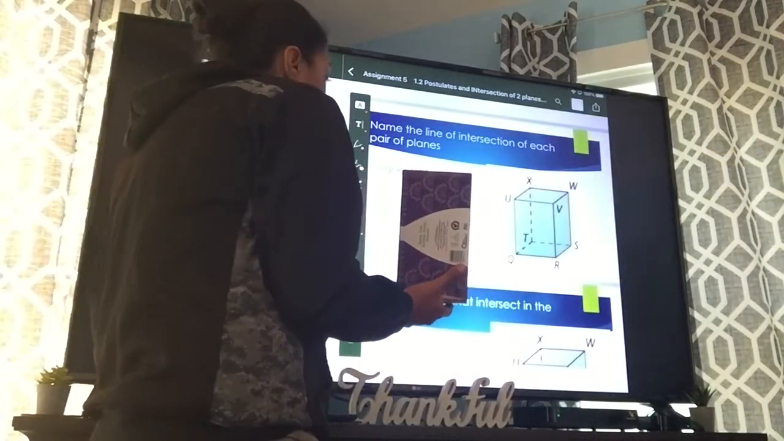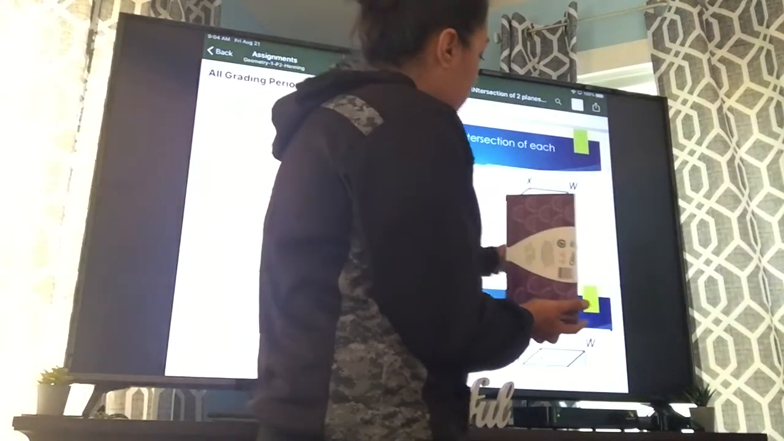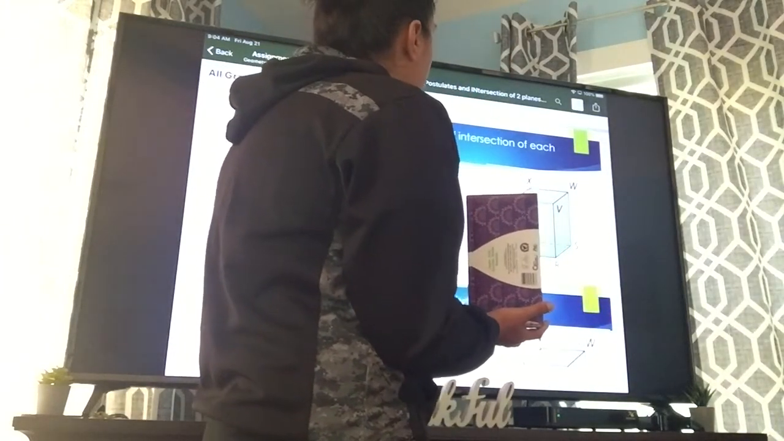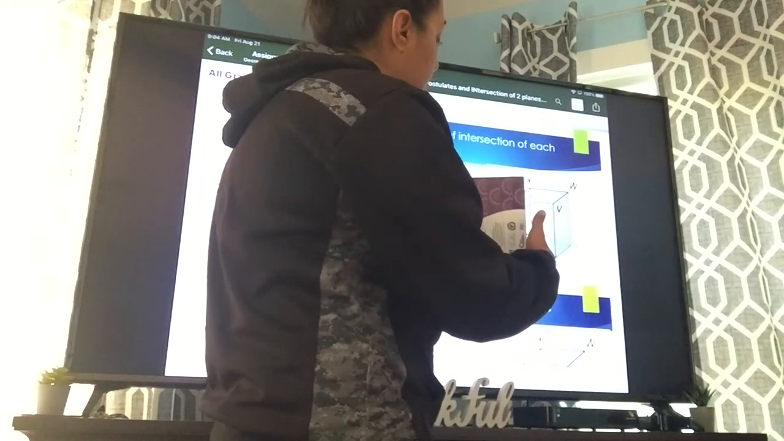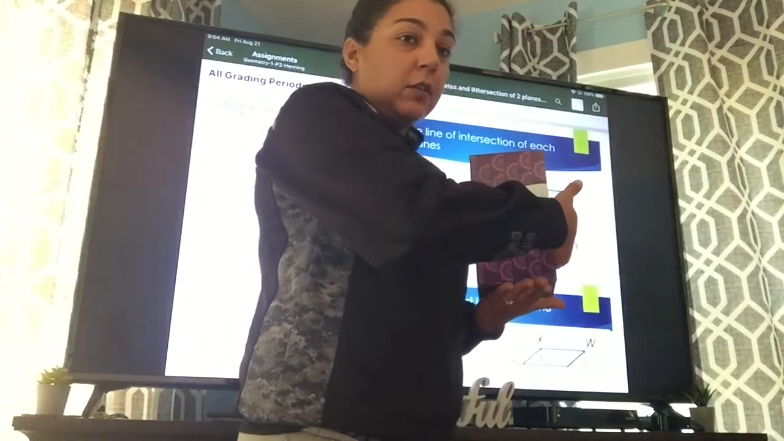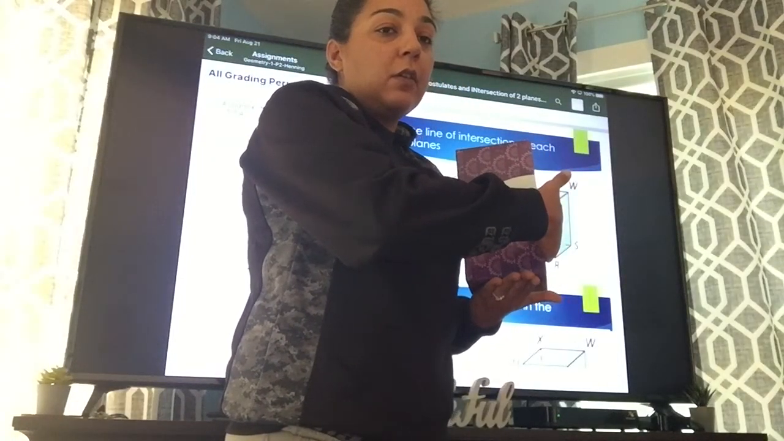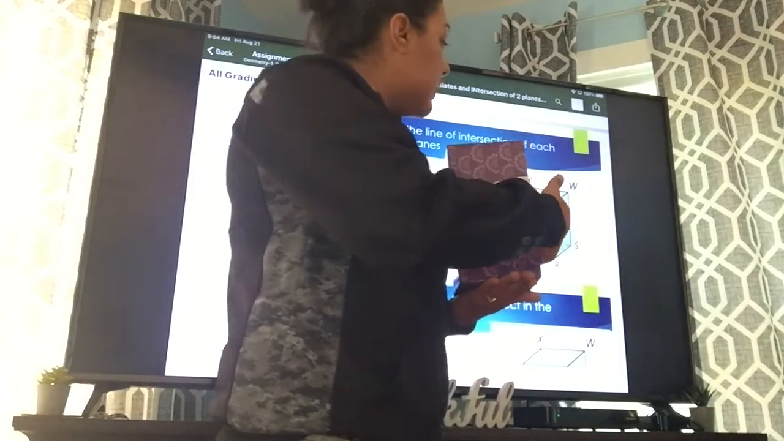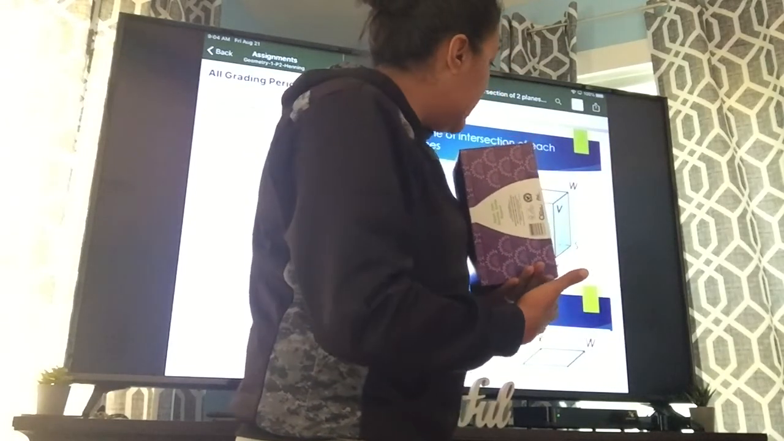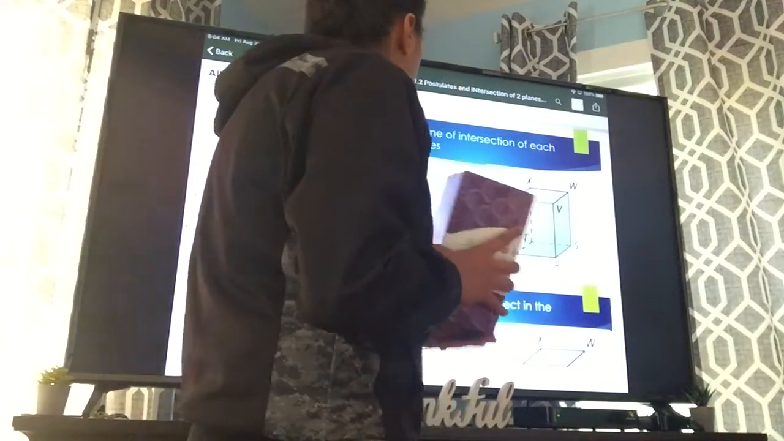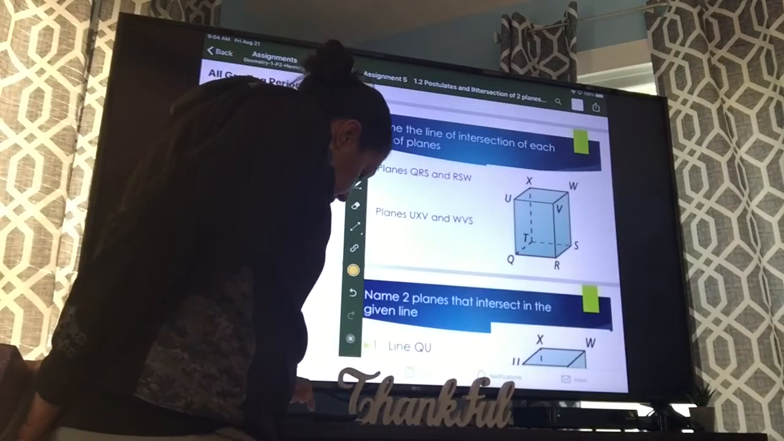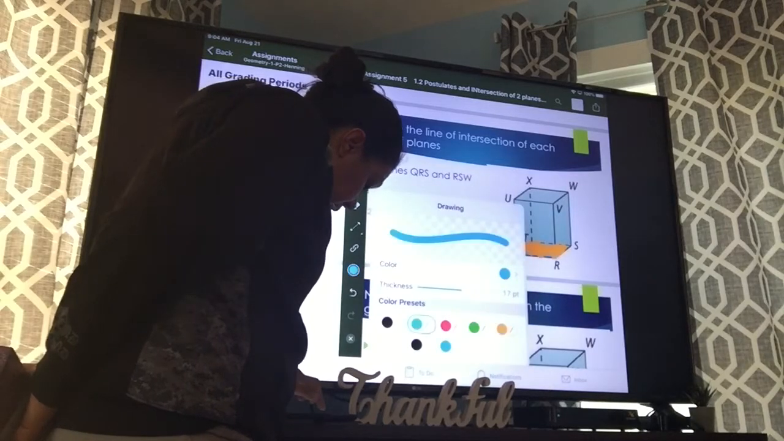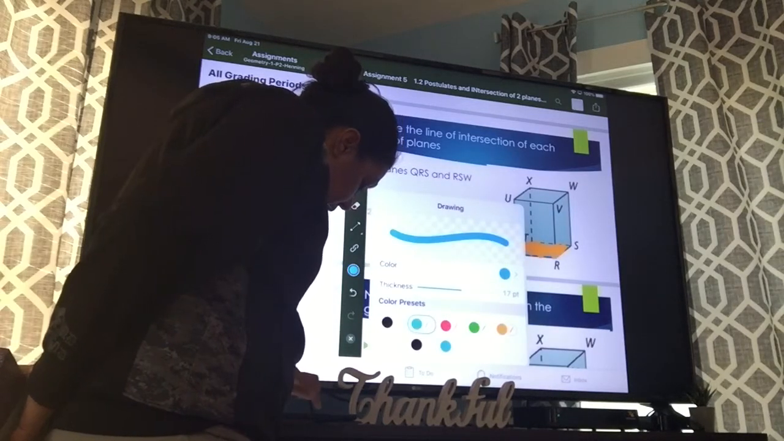Okay, so we got the plane QRS, which is going to be this bottom plane. It's this very bottom one. In the plane RSV, which is going to be this side. Okay, where do these two intersect? What is going to be the line of intersection? Okay, so it's going to intersect right here at this bottom line. Okay, so we have this plane right here, this bottom plane. And we have this side plane over here, and it says, well, where do they intersect?